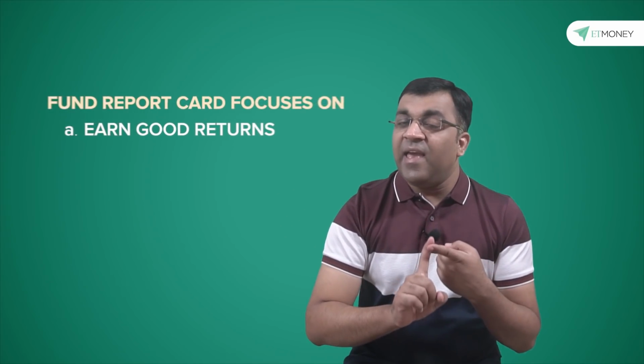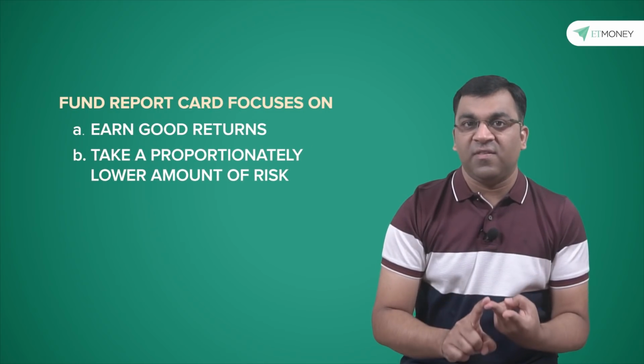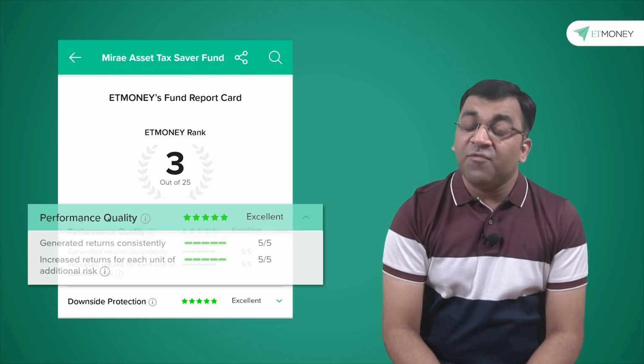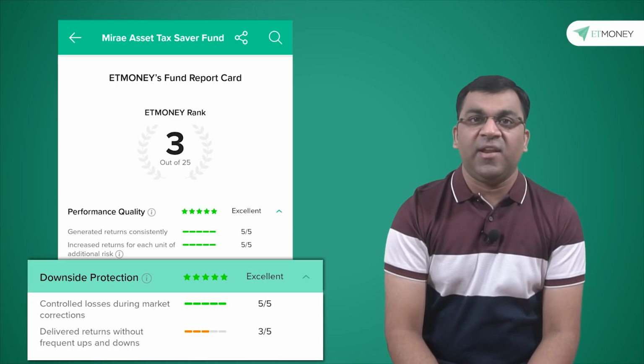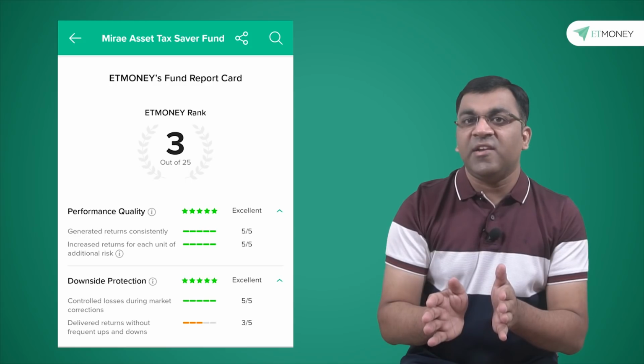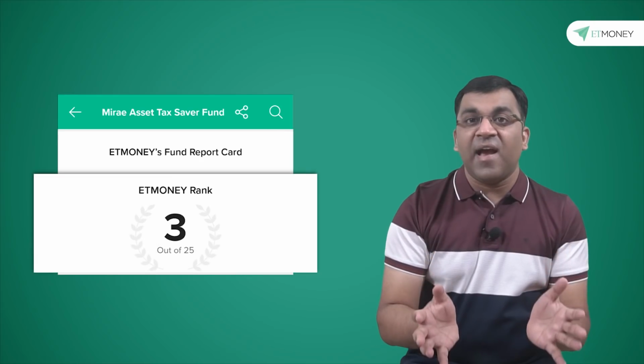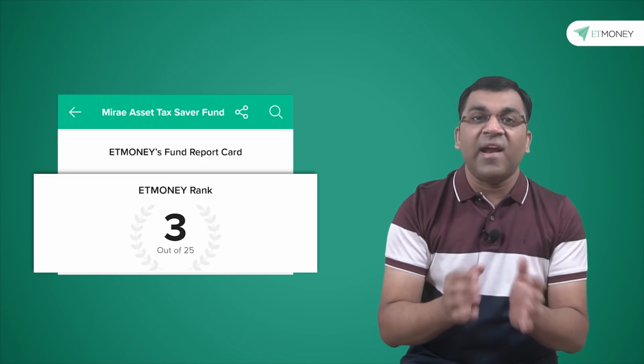The fund report card focuses on the two most important things that every investor, including you and me, looks for, which is A, to earn good returns, and B, to take a proportionately lower amount of risk. These return and risk desires are then converted into two prime characteristics, which are the scheme's performance quality and the scheme's downside protection. And it is this understanding of the performance quality and downside protection that then gets compressed into an all-encompassing ETMONEY rank, which helps investors zero down on the right funds.